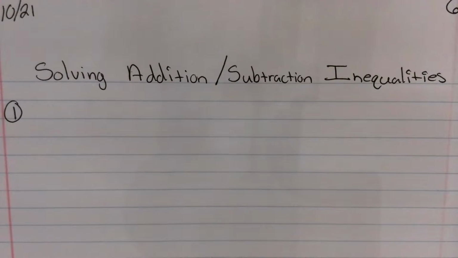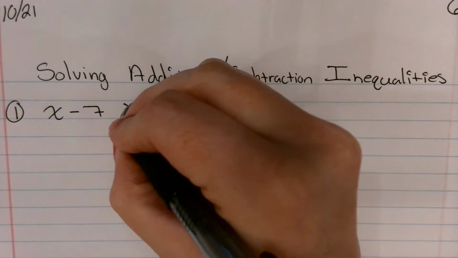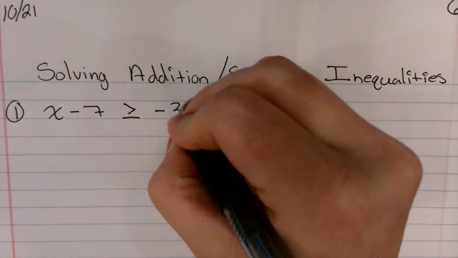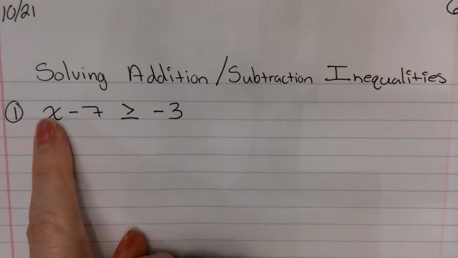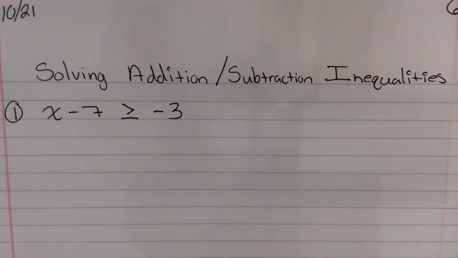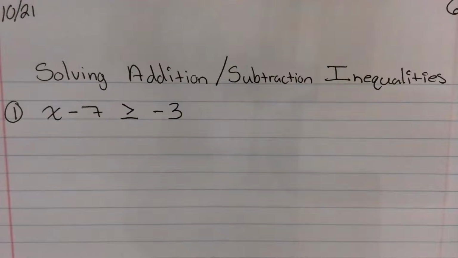problems. So let's say that we've got x minus 7 is greater than or equal to negative 3. It's a one-step inequality that you're trying to solve. So we take note of what our operation is. We have an x minus 7. Again, when we're solving equations, we want to get the variable by itself. It's the same idea when we're solving inequalities. We want to get that x isolated all by itself.